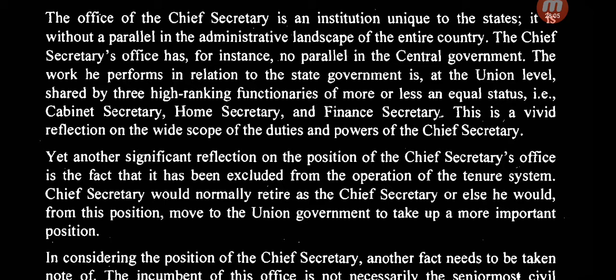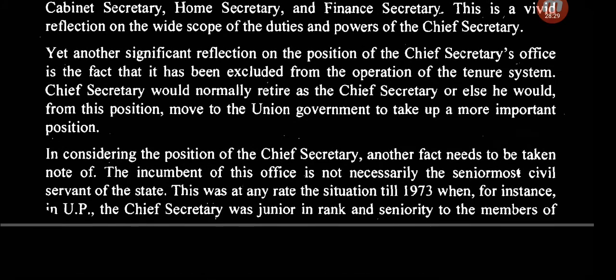The Chief Secretary's office has, for instance, no parallel in the central government. The work he performs in relation to the state government is at the union level shared by three high-ranking functionaries of more or less an equal status, that is, Cabinet Secretary, Home Secretary and Finance Secretary. This is a vivid reflection on the wide scope of the duties and powers of the Chief Secretary.